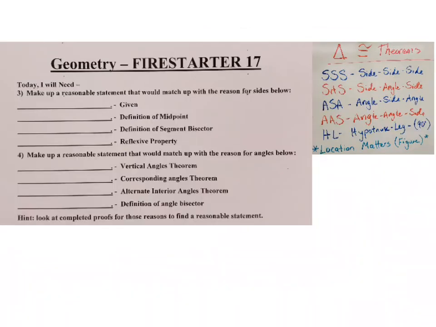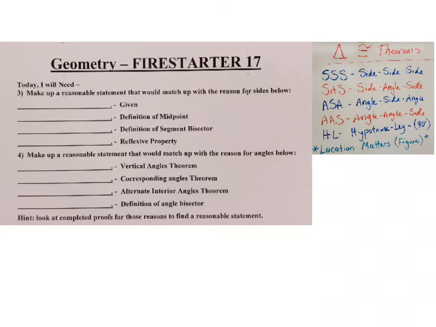That's it. All right. I thought 17 would be a good way to think about how things work and flow. So I made 17 and 18 to go together. And it's not a proof. These are just ideas. So for example, make up a reasonable statement that would match up with the reason for sides below.